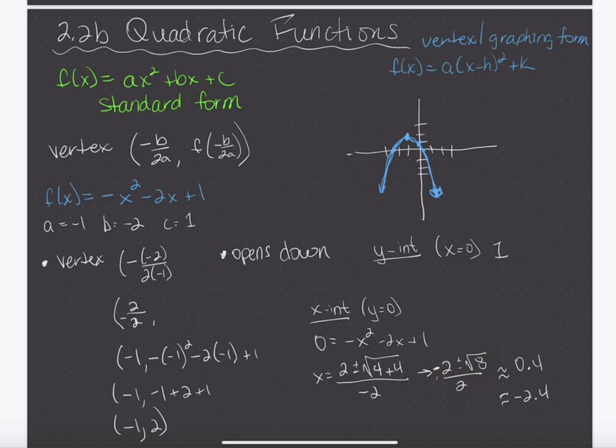And then the only thing left, maximums and minimums. On this one, since it is opening down, I'm going to go up until I get to a point, and then I'm going to come down. So it's going to have a maximum, and here's my maximum value. My maximum value is always going to be the y value of your vertex, right? So we got our x-intercept, we got our y-intercept. This one has a maximum, and it's a maximum value of 2, right?